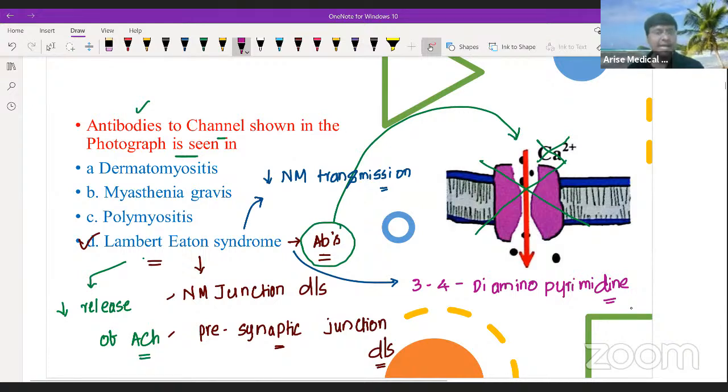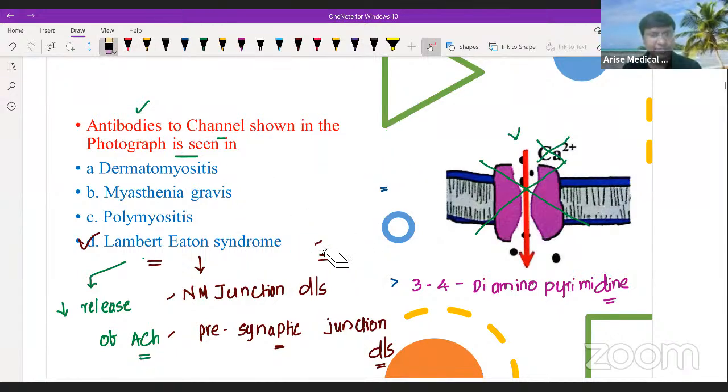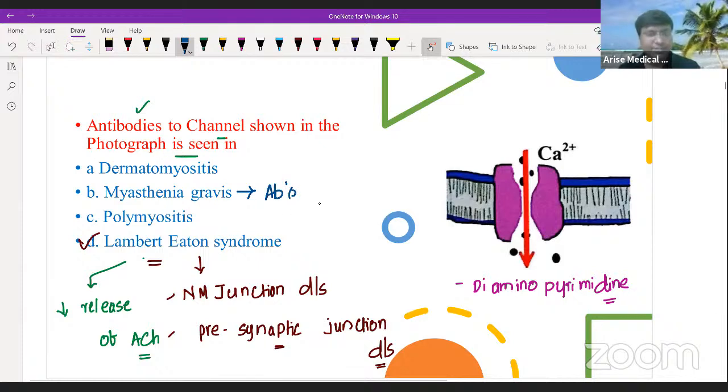Right, now apart from that, you take the other disorders, whichever are given in your options. All other disorders are autoimmune disorders only, right? For example, you take myasthenia gravis. Myasthenia gravis is also an autoimmune disorder. The antibodies are formed against the postsynaptic nerve terminal.